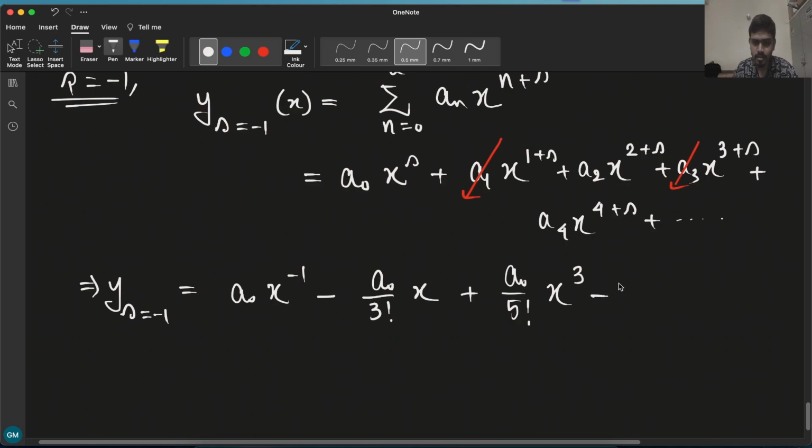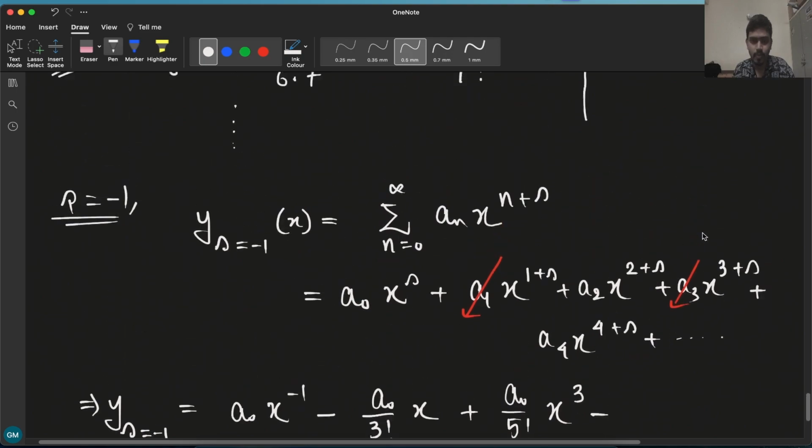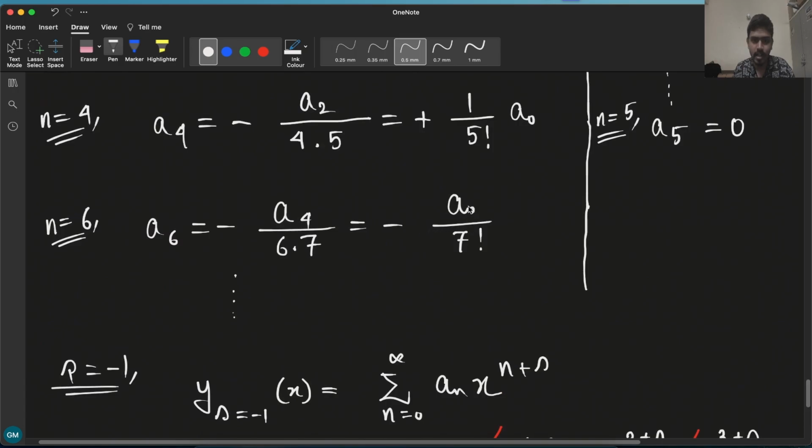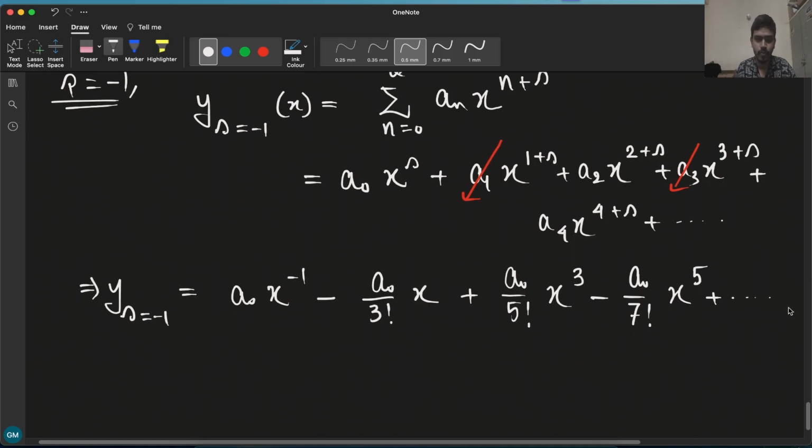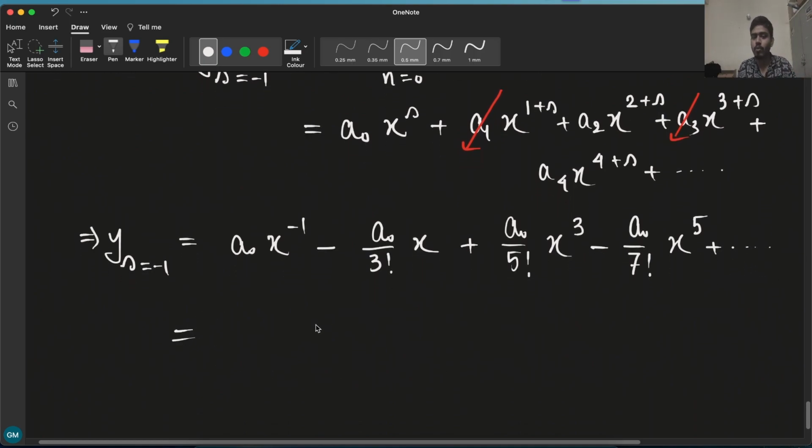Plus, okay, minus what is a, so after a4 there will be a6. So what is a6? a6 is minus a0 by 7 factorial, and x to the power 6 plus s, that is 6 minus 1, that is 5. Okay, plus dot dot dot, and I can take a0 outside, and I can also take x to the power -2 outside, and you will just understand.